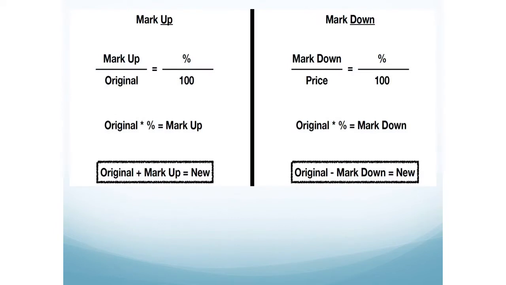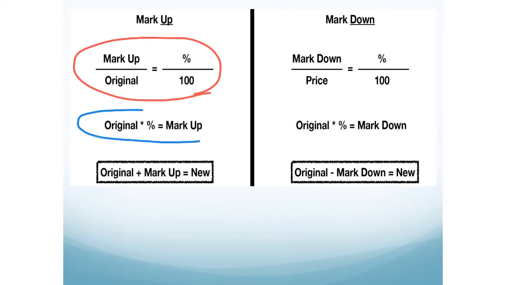This setup is found in your interactive notebook handouts. If you don't have them, pause this video and get these down. They're going to be very important as you move on through lesson 3.5 today. On the left, you have markup, and on the right, you have markdown. The top gives us all the work in proportion form. Your amount of markup over the original price is equal to your percent over 100.